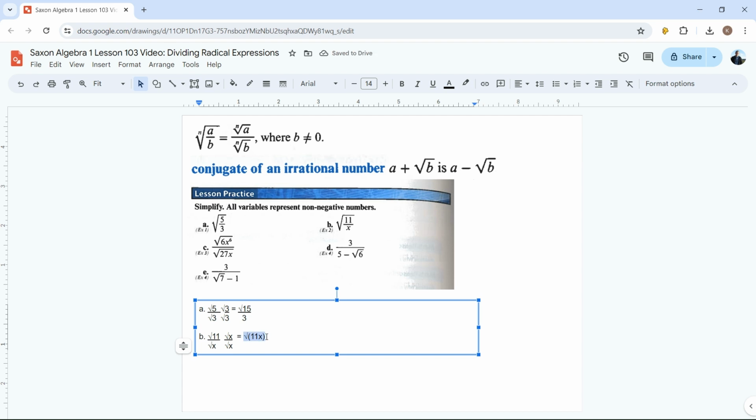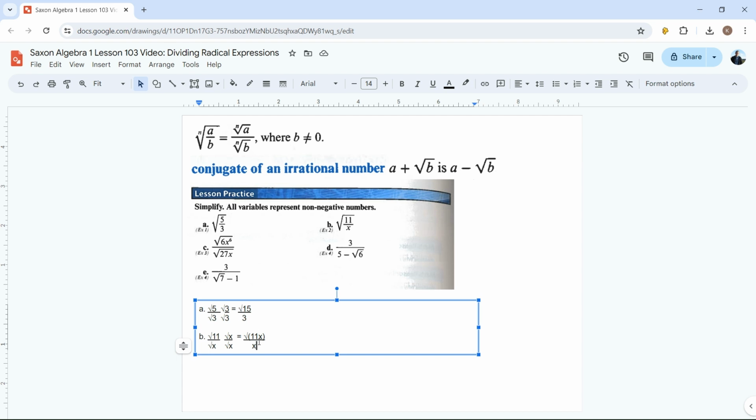In the denominator, what do we have? Well, the square root of x times the square root of x is just x. Can't simplify this anymore because on top, this is the square root of x. It's not x itself. Same with this up here. This is the square root of 15. I can't divide this 3 into this 15 when it's under a radical like that.